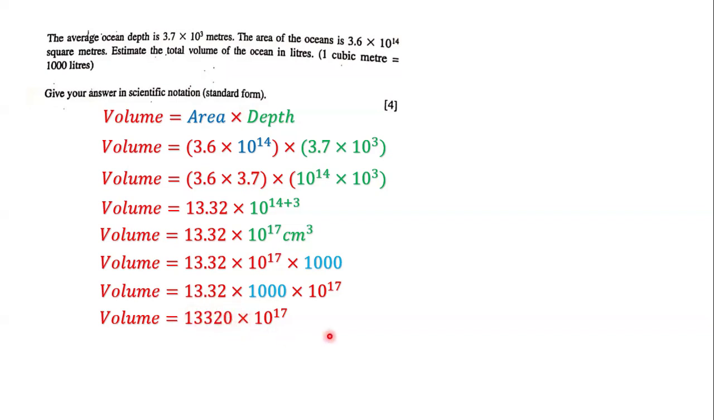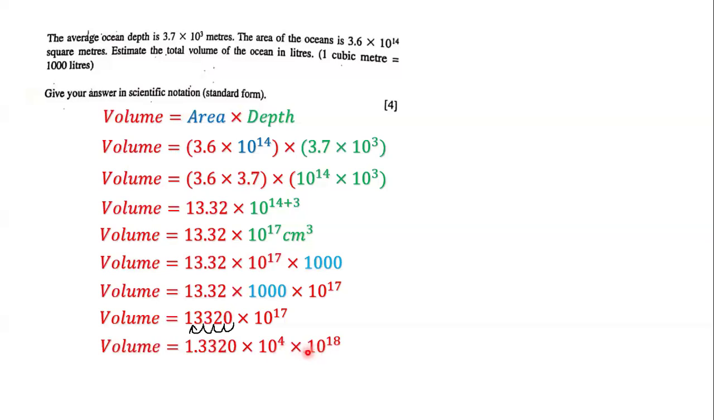The decimal point is here, so we move it over 1, 2, 3, 4. So we move it over 4 times to the left. Since we moved the decimal point 4 times to the left, we have 10 to the power of 4. And so we have 1.3320 times 10 to the power of 4 multiplied by 10 to the power of 17, which is 10 to the power of 4 times 10 to the power of 17.